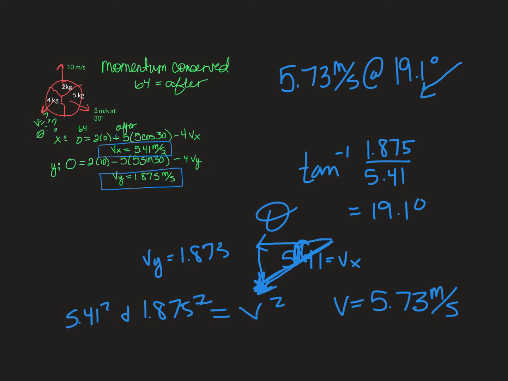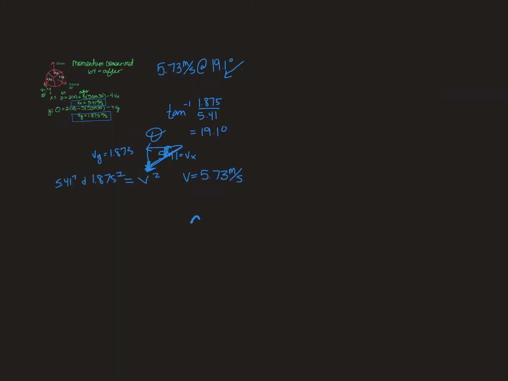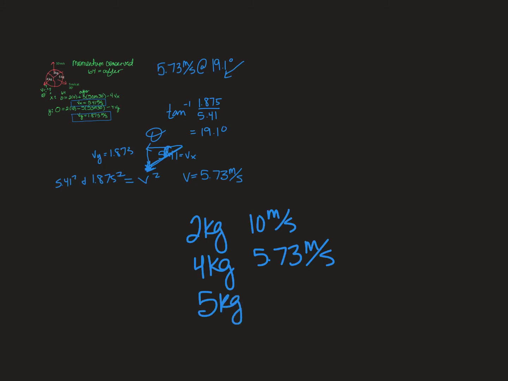Okay, so some things to notice here. Our 2 kilogram piece was going 10 meters per second. Our 4 kilogram piece was going overall 5.73 meters per second. And our 5 kilogram piece was going 5 meters per second. And generally you will find this to be true, that your largest piece is going to be going the slowest and your smallest piece is going to be going the fastest.